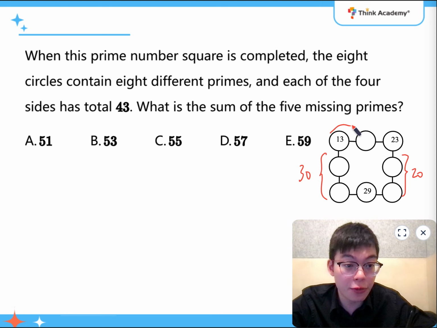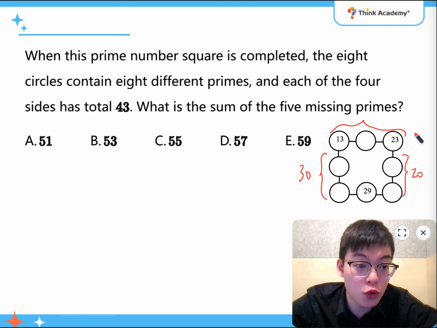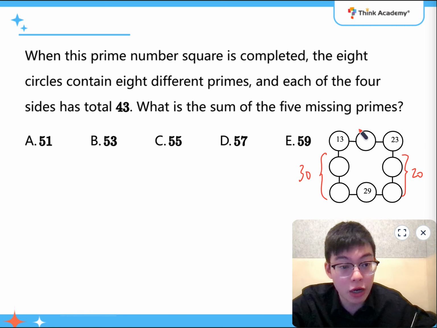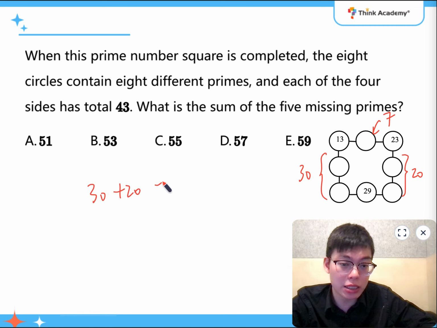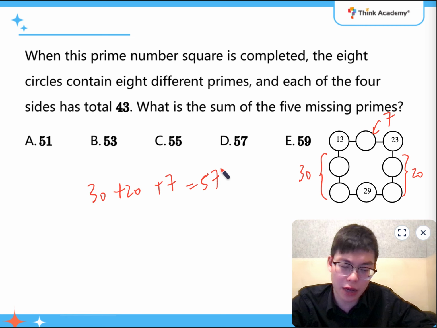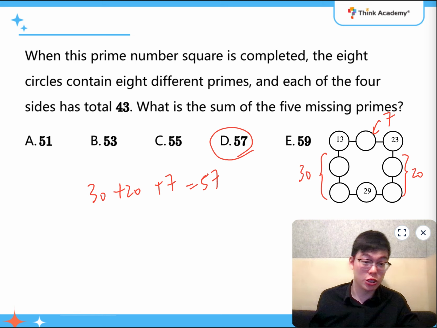And for 43, take away 13 and 23, we know that the center box right there is going to be 7, right? So now, the sum of the 5 missing primes, 30 adding 20 adding 7, that's 57. And of course, you can just try to fill it in.